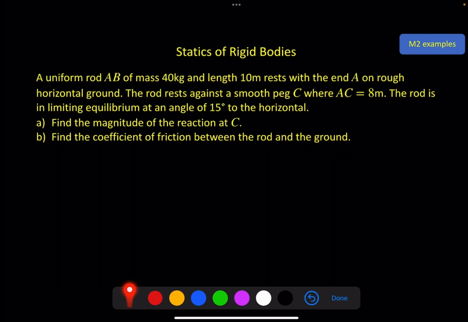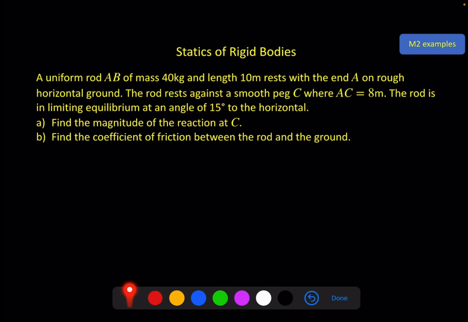Our first textbook example: a uniform rod AB of mass 40 kilograms and length 10 meters rests with the end A on rough horizontal ground. So here we've got friction. The rod rests against a smooth peg C, so here there is no friction, where AC equals 8 meters. The rod is in limiting equilibrium, so friction is equal to, not less than, mu times R, at an angle of 15 degrees to the horizontal.